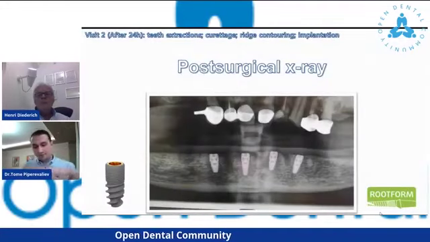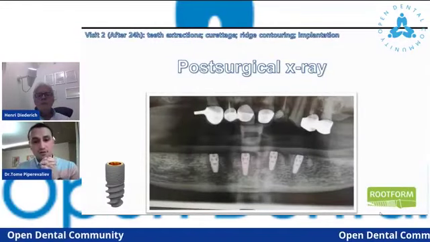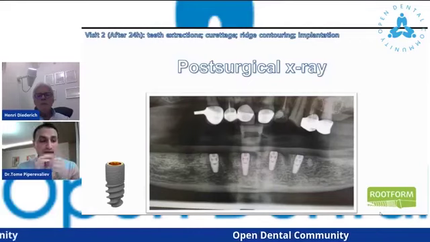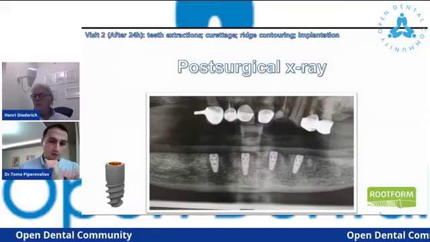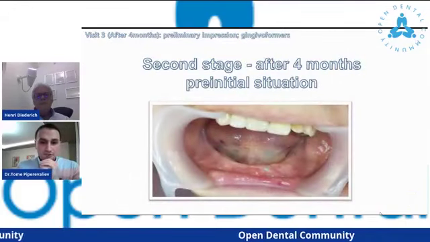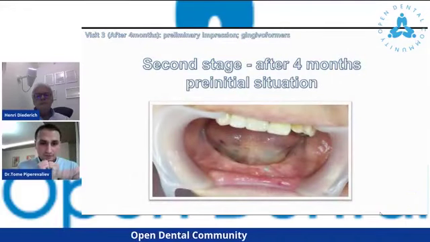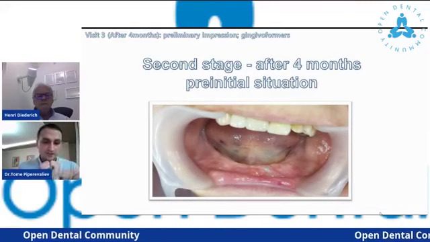In the first stage, we inserted 4 implants in the anterior part of the mandible between the mental foramina, and we waited for a period of osseointegration, 4 months. Here we can see the picture after 4 months of implantation before beginning the second stage.